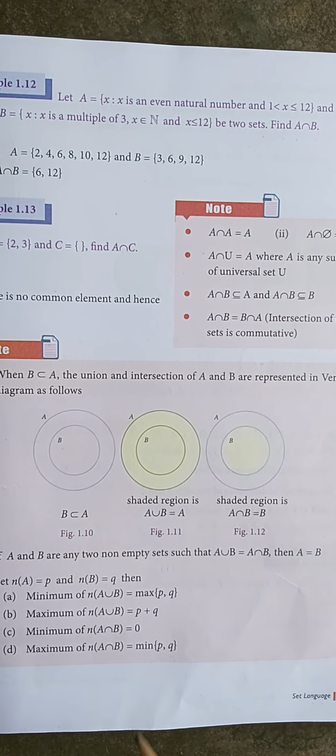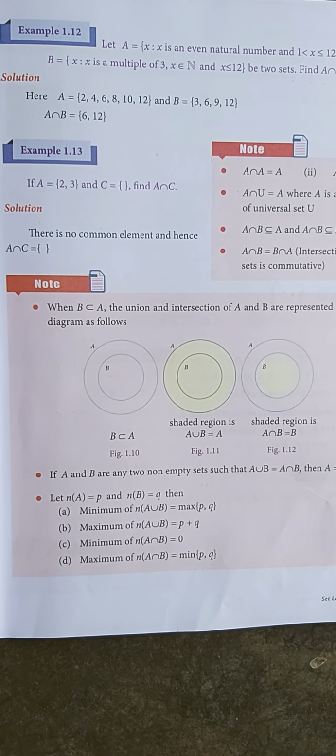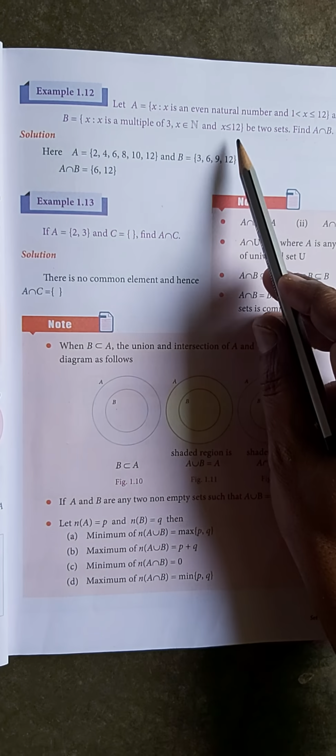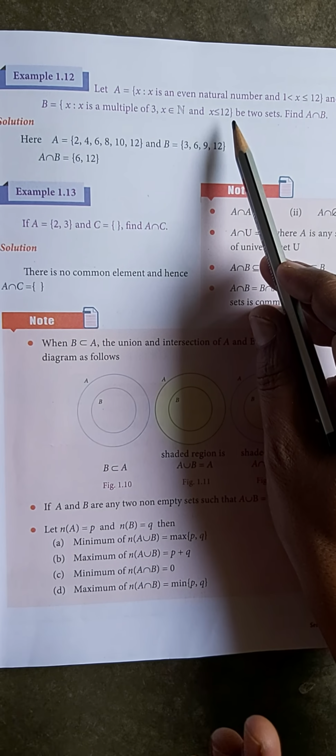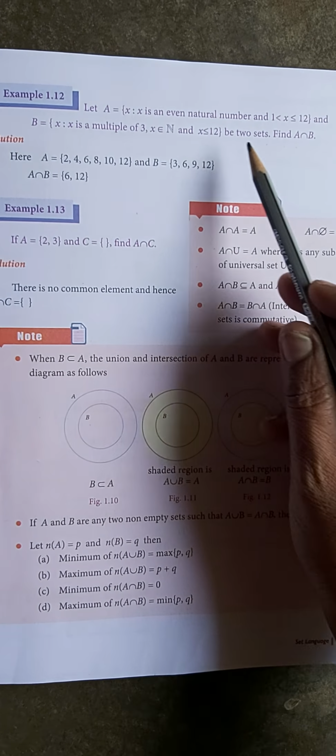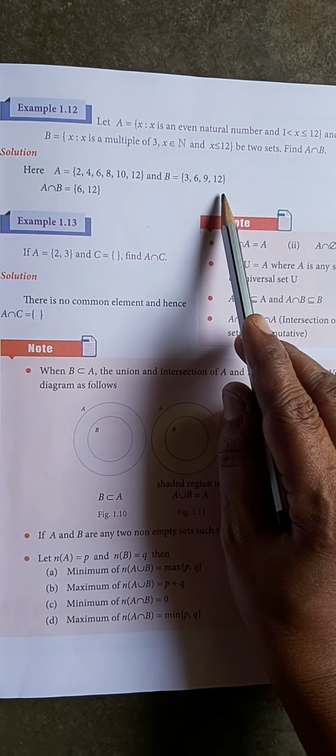And B equal to, here what is given? x such that x is a multiple of 3. Multiples of 3, but here what is given? x less than or equal to 12. Up to 12, what is the 3 table? 1 three is 3, 2 threes are 6, 3 threes are 9, 4 threes are 12.